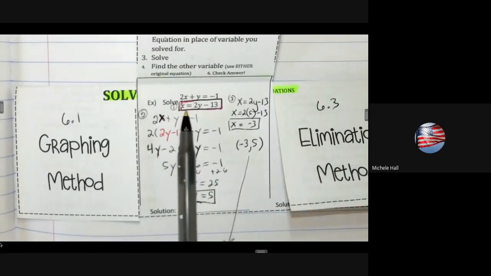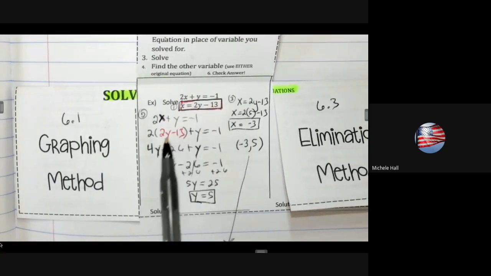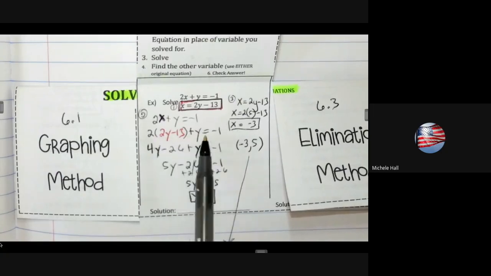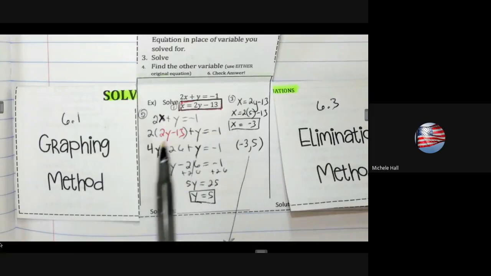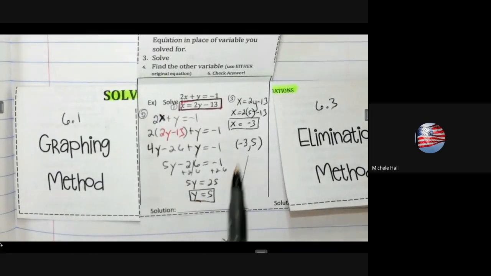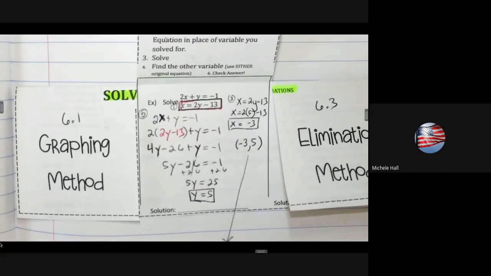We need to solve for a variable so that we can take and substitute in for that variable and make it a one variable equation. We have just y. We simplify down to find out what that variable y equals. We substitute our answer into where we boxed, and we find out the second variable.